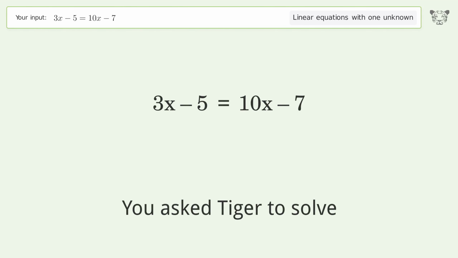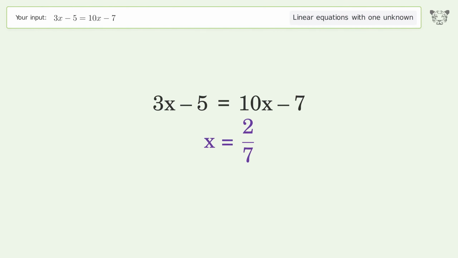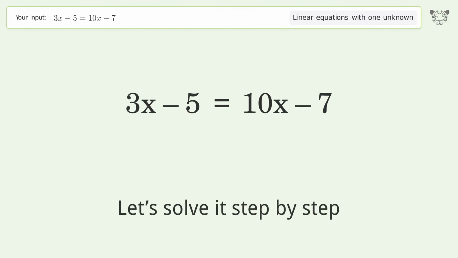You ask Tiger to solve. This deals with linear equations with one unknown. The final result is x equals 2/7. Let's solve it step by step.